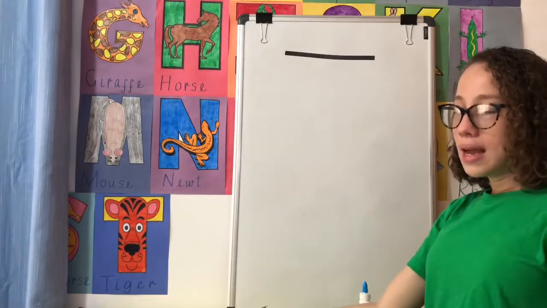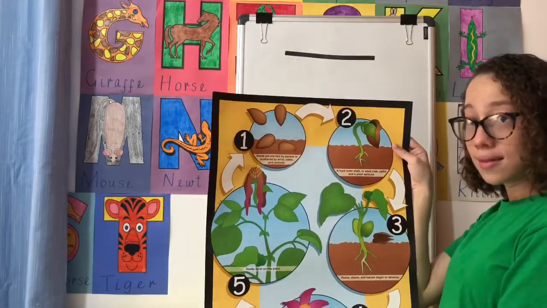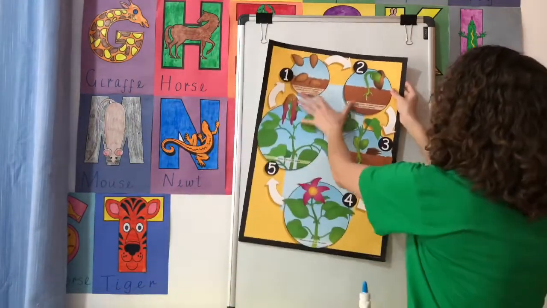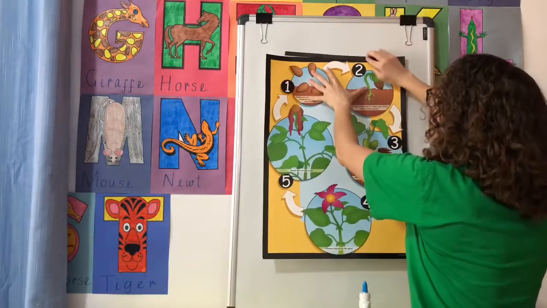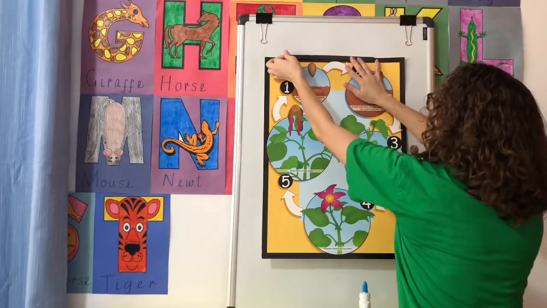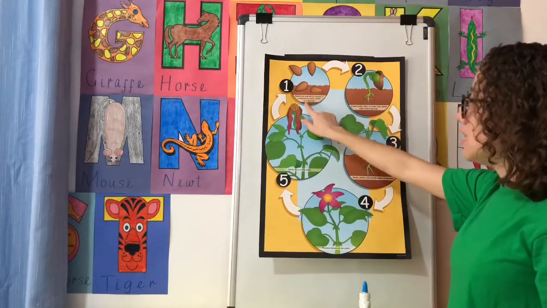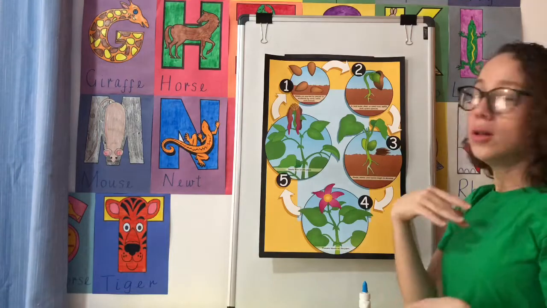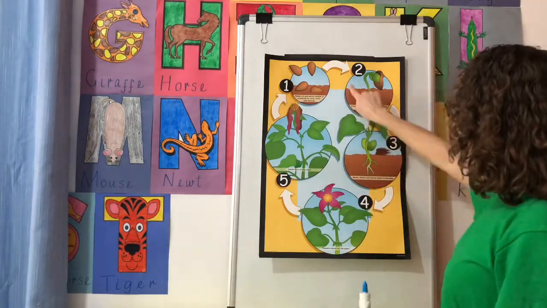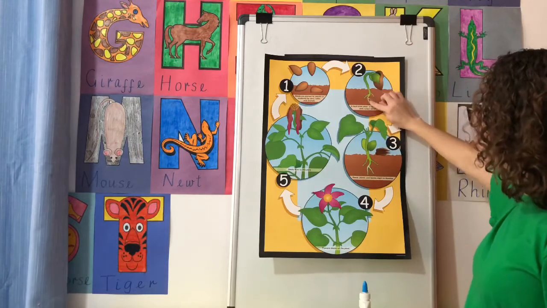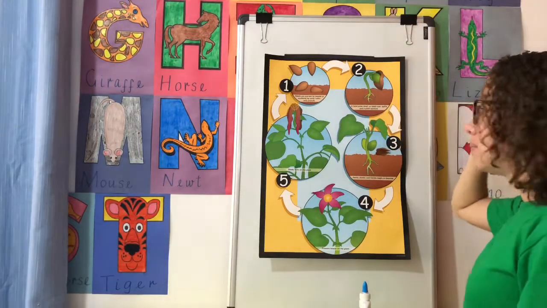Last term, the science unit that we just finished was, yeah, you're right, the life cycle of a plant. And we know that in stage 1, seeds can either be planted by people or the wind can blow it all over the place. Then we know in stage 2, the roots start to grow and the stem starts to grow up out of the soil.